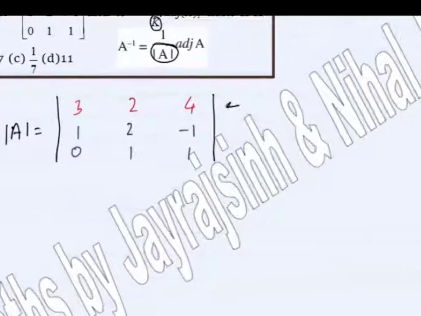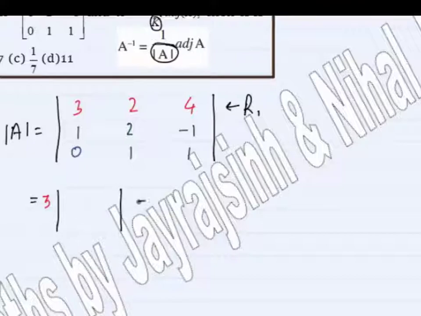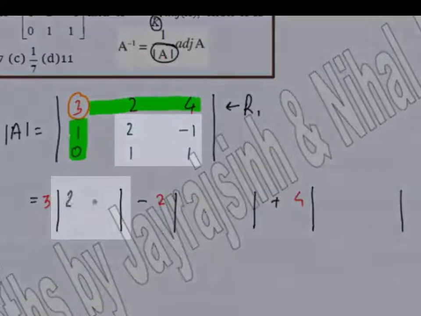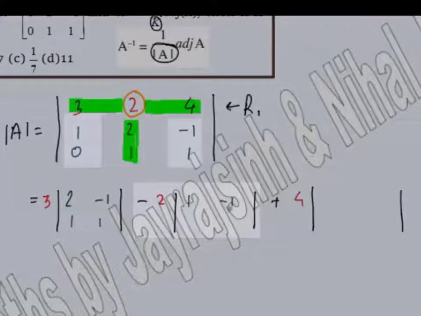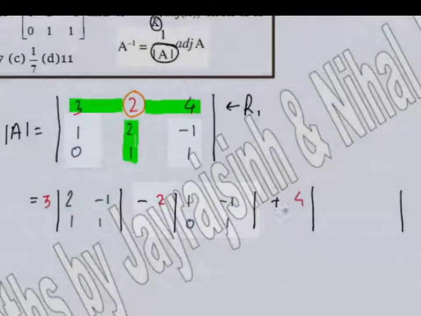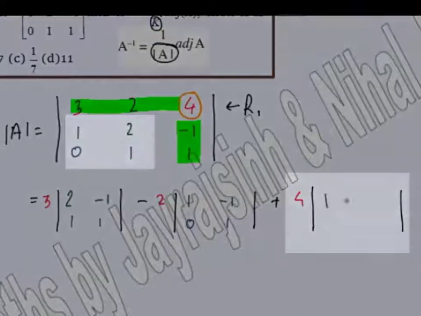And here we have our determinant. Let's expand with respect to the first row. So the elements of the first row are 3, then minus 2, its minor determinant, plus 4, its minor determinant. Our first determinant is filled by 2, minus 1 and 1, 1. Then the next one will be 1, minus 1 and 0, 1. Finally, the last determinant will be 1, 2, 0, 1.